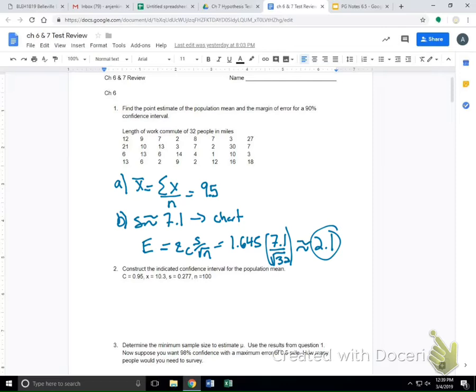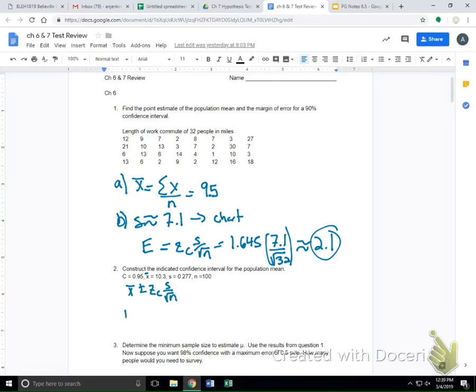Over here for number 2, it says construct the indicated confidence interval for the population mean at a confidence level of 95% and x, should be x bar, it just was hard for me to put that in, so tomorrow on your test will be the same way, of 10.1, a standard deviation of 0.277 and an n of 100. So we're back at that formula of x bar plus or minus ZC S over square root of n. So we're creating that confidence interval with adding that error.